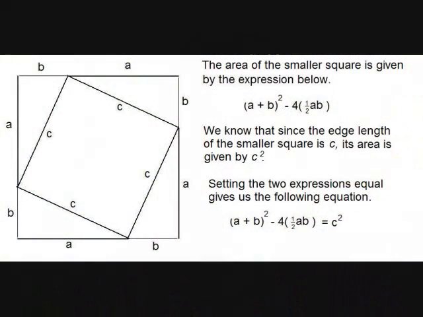Since the edge length of the smaller square is c, we know that its area is c squared. Now, we already have an expression for the area of the smaller square, so we can write an equation that takes that expression and sets it equal to c squared. I'll show you that equation and the steps we can take to simplify that equation to complete our proof of the Pythagorean theorem.